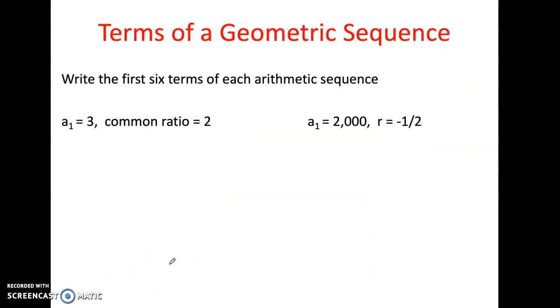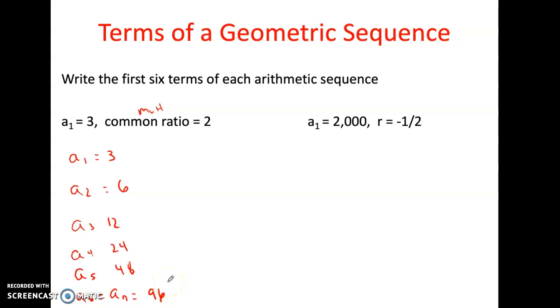All right, now that we know the difference between the two, write the first 6 terms of each geometric sequence. So we know a sub 1 is 3. So first 6 terms, so we want a sub 2, a sub 3, a sub 4, a sub 5, and a sub 6. The last term we're looking for is our a sub n. So common ratio, we know that we're multiplying by 2. So this is going to give us 6, 12, 24, 48, and 96. So there we have it.